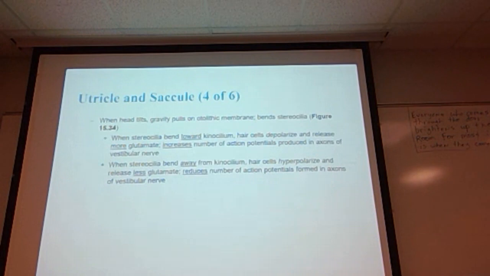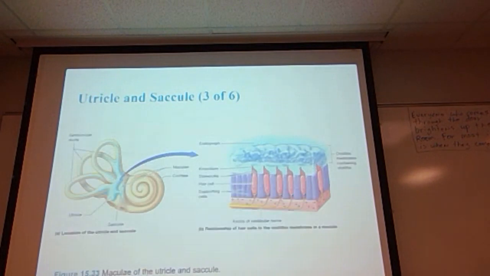When the head tilts, gravity pulls on the otolithic membrane, bending the stereocilia. When the stereocilia bend toward the kinocilium, the hair cells depolarize and release more glutamate, which increases the number of action potentials produced in the axons of the vestibular nerve. And when the stereocilia bend away from the kinocilium, the hair cells hyperpolarize and release less glutamate, which reduces the number of action potentials. Now let me clarify what I mean by moving toward.